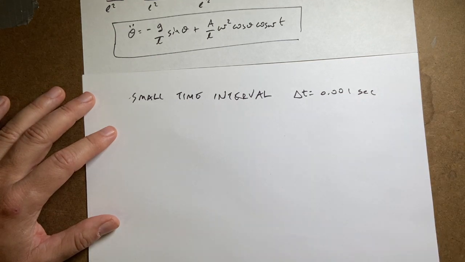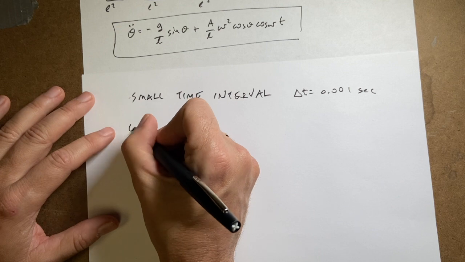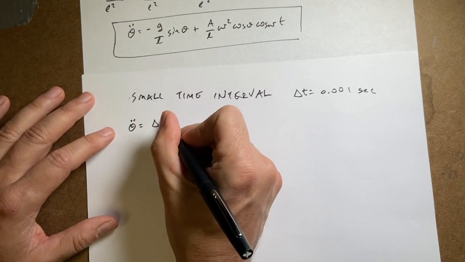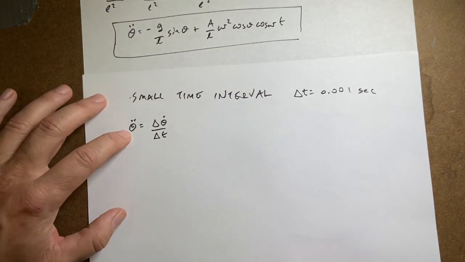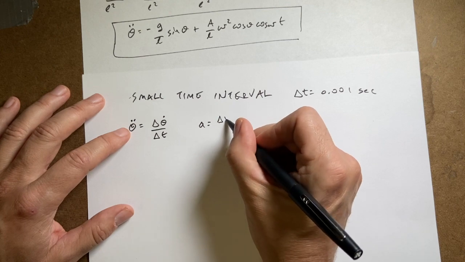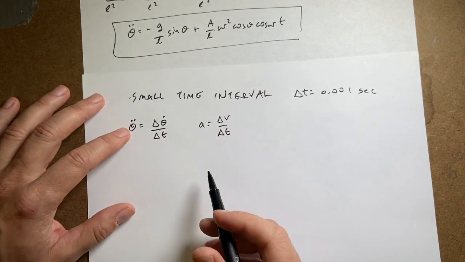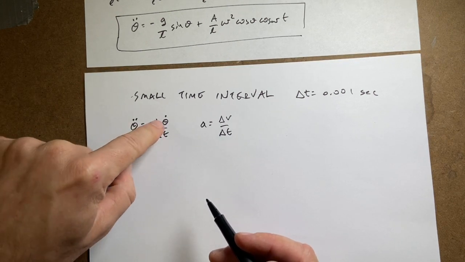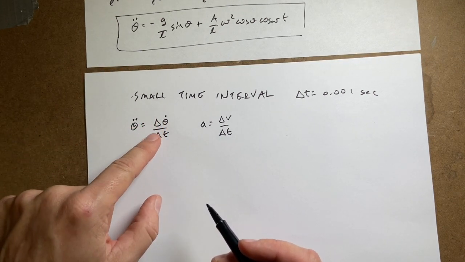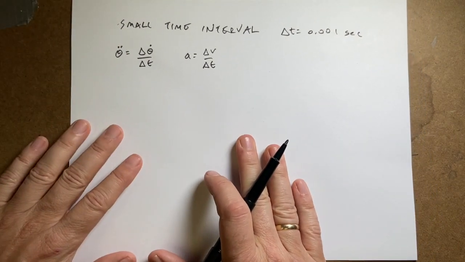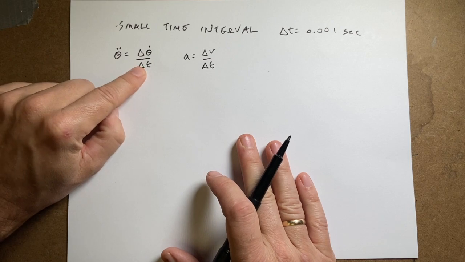So during that time, I can assume that theta double dot's constant. If theta double dot's constant, I can write theta double dot equals delta theta dot over delta t. This is really just the same as saying a equals delta v over delta t, right? The definition of acceleration. Except now I'm dealing with the angular velocity. So the second derivative is the derivative of the first derivative, but I'm writing it not as an infinitesimal derivative, but as a finite time step.